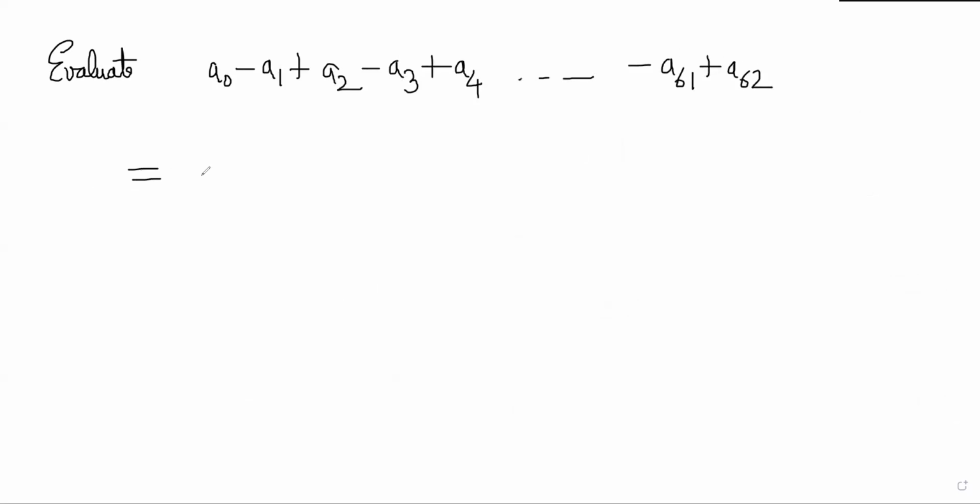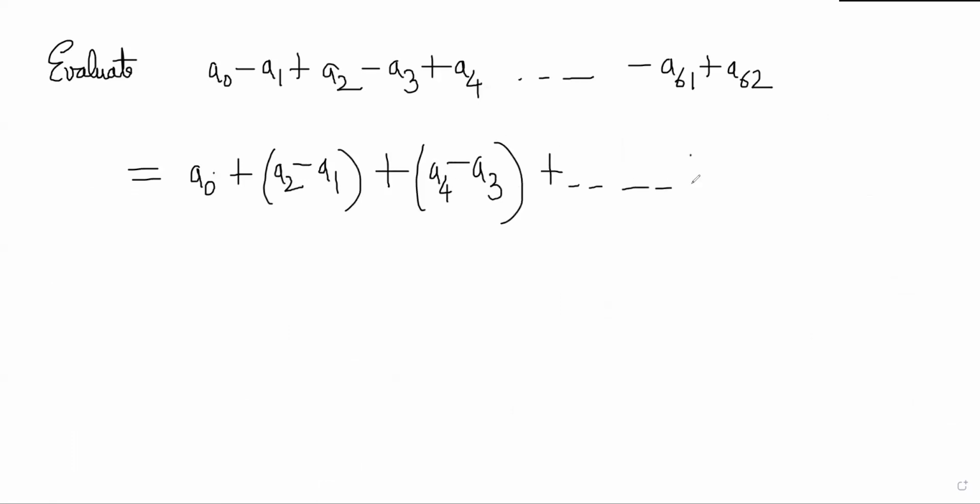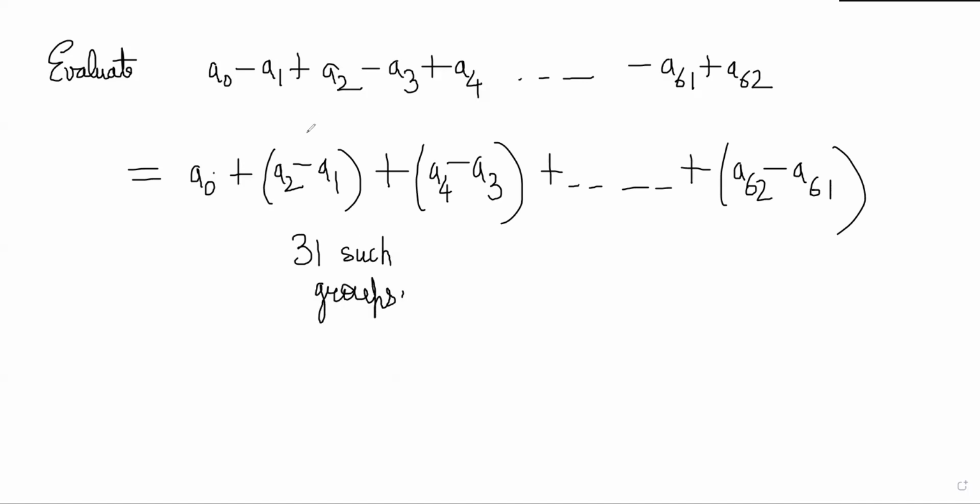And now it is just a matter of grouping it correctly. It is A0 plus A2 minus A1 plus A4 minus A3 till the final one is A62 minus A61. And there are 31 such groups. And for all of them, the value we have just proved by AMGM, each of them is 1. Right? And we have also shown that A0 is also 1. Yes, sir. So the answer is 32.